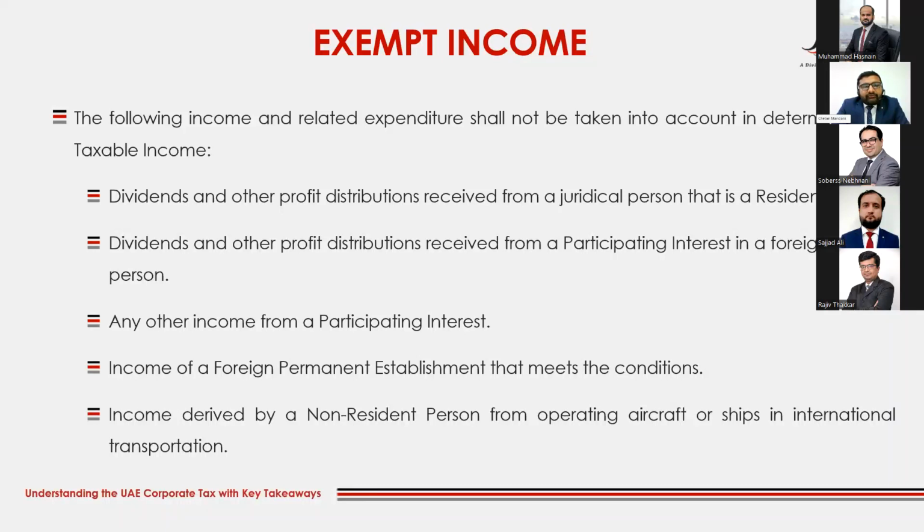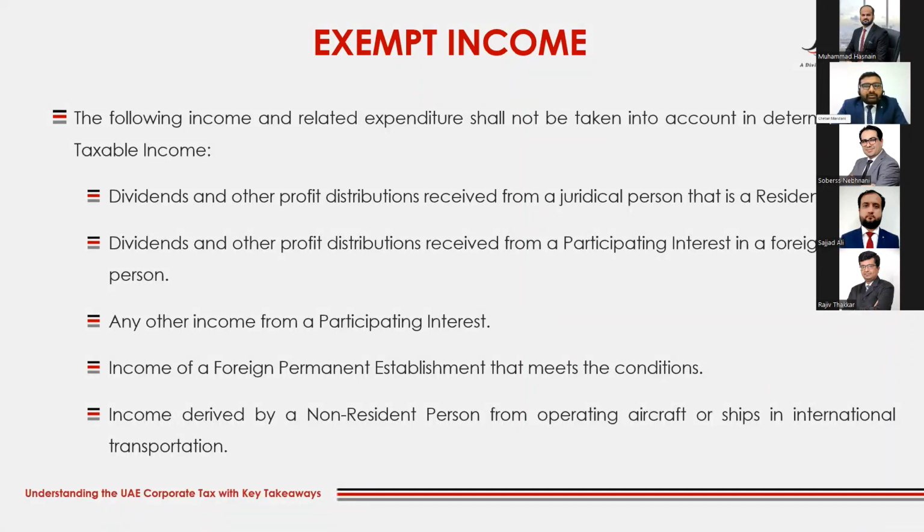Fourth one is income of a foreign permanent establishment that meets the conditions. Fifth one is income derived by a non-resident person from operating aircraft or ships in international transportation. So UAE being connected to the sea, many companies are operating in this field and they will have the benefit of this exemption.